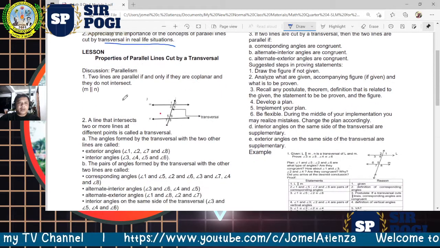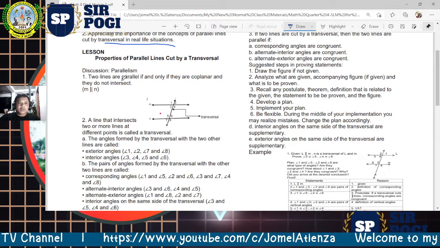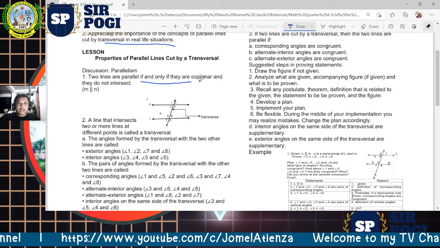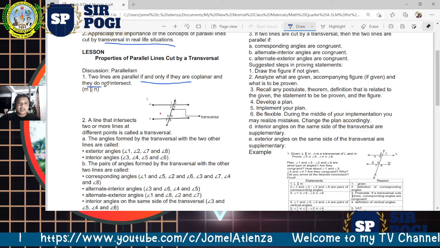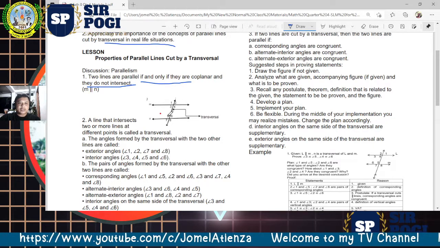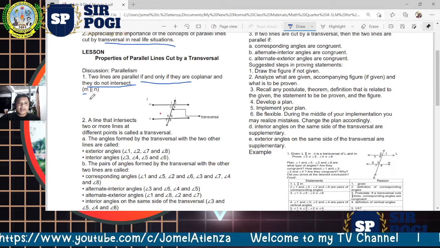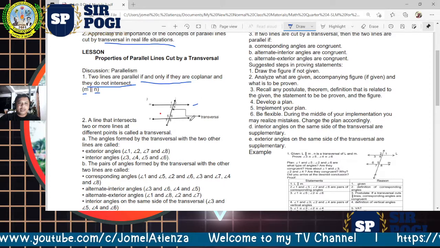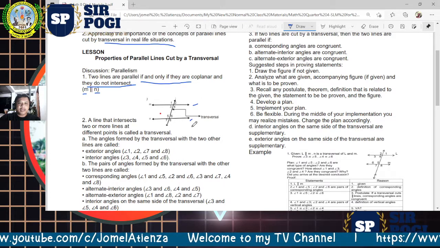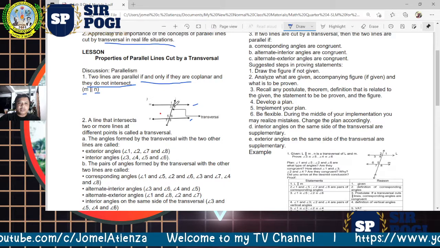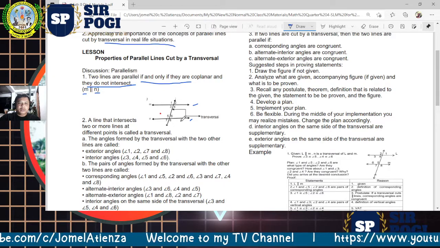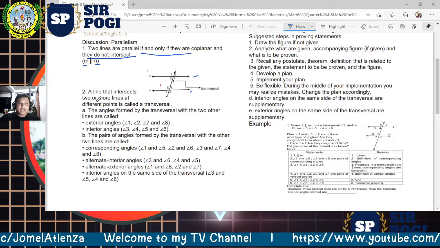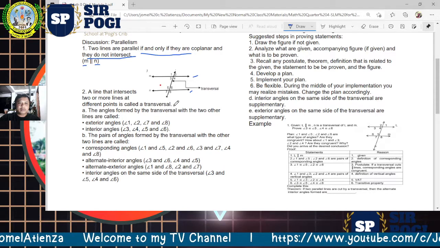So when we say parallelism, two lines are parallel if and only if they are coplanar and they do not intersect. So for this example, line M is parallel to line N. Ito yung ating line M, then ito yung ating line N. And then, alin ang ating transversal? Ito pong line na ito. So therefore, a line that intersects two or more lines at different points is called a transversal.